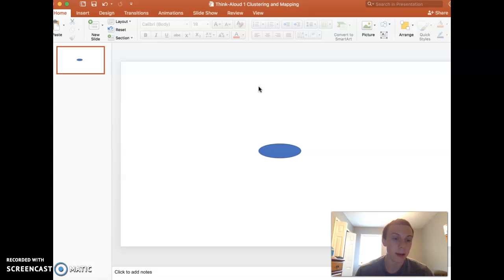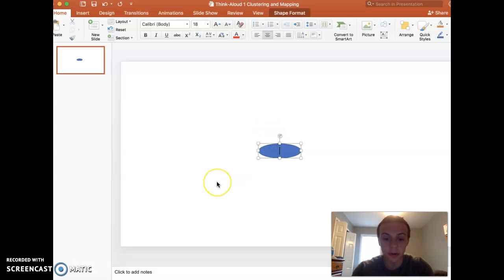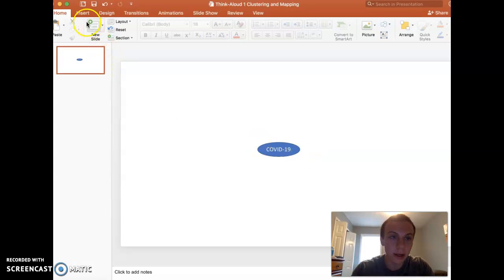All right, with that, let's move into talking about what we're going to do in building this concept map. So the big word that sticks out to me when I look at this article and what it's about is that it's talking about COVID-19. And so that's going to be our center word. We call this the nucleus word when we're making a cluster or concept map. So COVID-19 at the center.